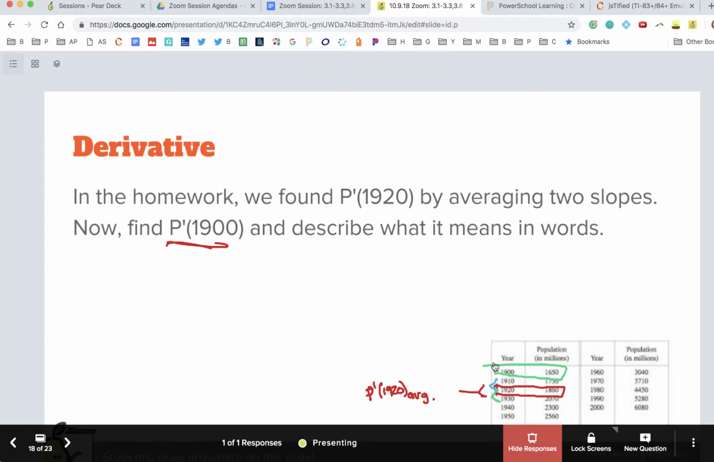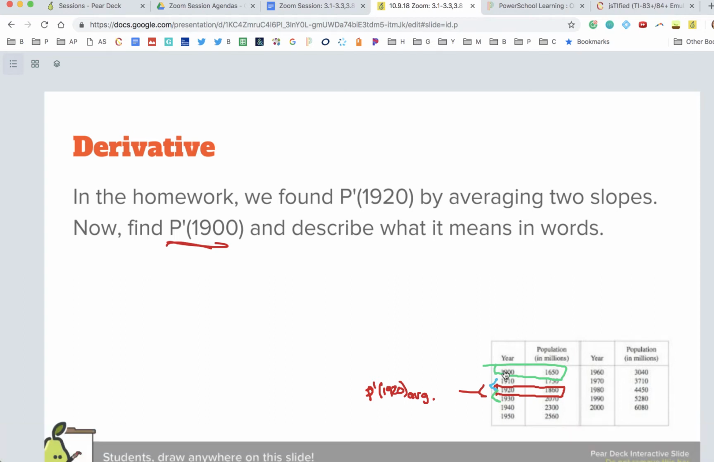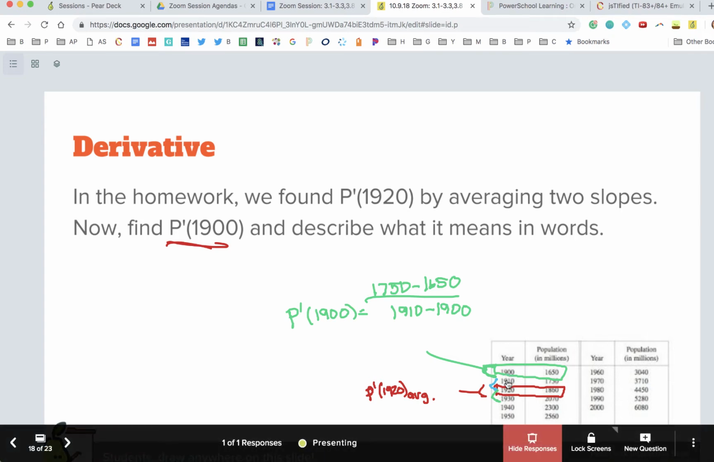But at 1900, I don't have anything a little bit to the left. So instead, I'm going to do the best that I can, and the best that I can is just use 1900 and 1910 and find the slope between those. So I'm going to approximate p prime of 1900. In this case, the best I can do is 1750 minus 1650 all over 1910 minus 1900. That's the very best I can do. I can't do any better. I can't average it with anything else. I just take the 2 points that are closest to one another.